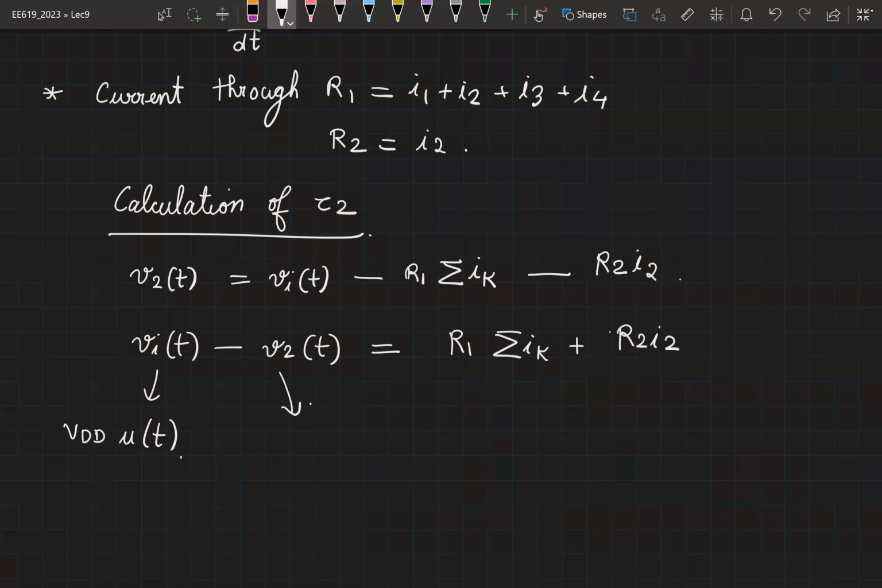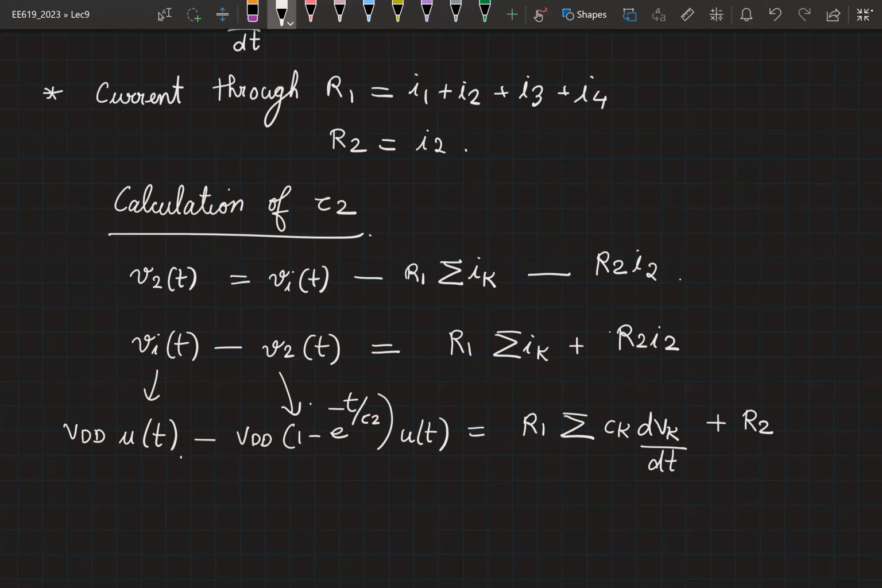What is V2 of t? But if we are interested in V2 of t as the output, what is the assumption that we have made? What would be the behavior of V2 of t? First order, right? So I can write this as VDD into 1 minus e power minus t by tau 2 into U of t. So this is equal to R1. Now we said that Ik can be represented as Ck dVk by dt plus R2 into C2 dV2 by dt.